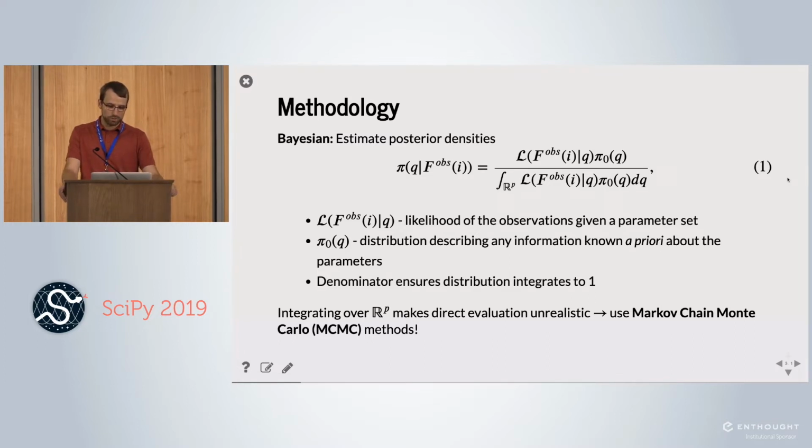Bayes' equation is great, but computationally it's really unrealistic to evaluate it because the denominator requires integrating over R^p, where p is the number of parameters, so that becomes very expensive real fast, and that's where Markov Chain Monte Carlo methods come in.